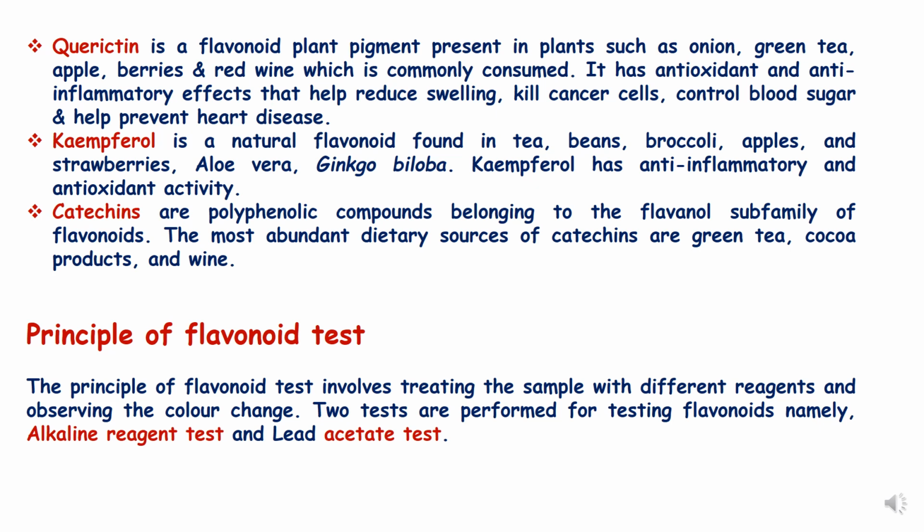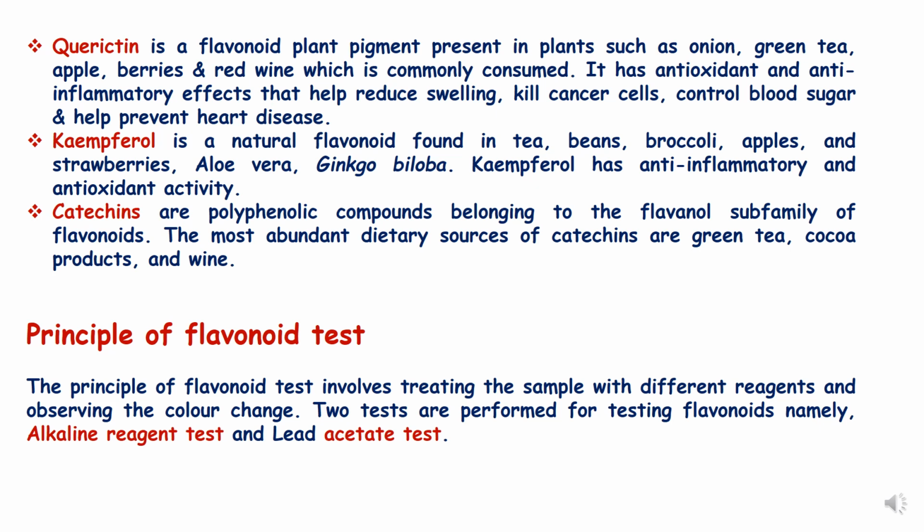Some of the examples include quercetin, which is a flavonoid plant pigment present in plants such as onion, green tea, apple, berries, and red wine. It is commonly consumed as it has antioxidant and anti-inflammatory effects, which help to reduce swelling, kill cancer cells, control blood sugar, and help to prevent heart diseases.